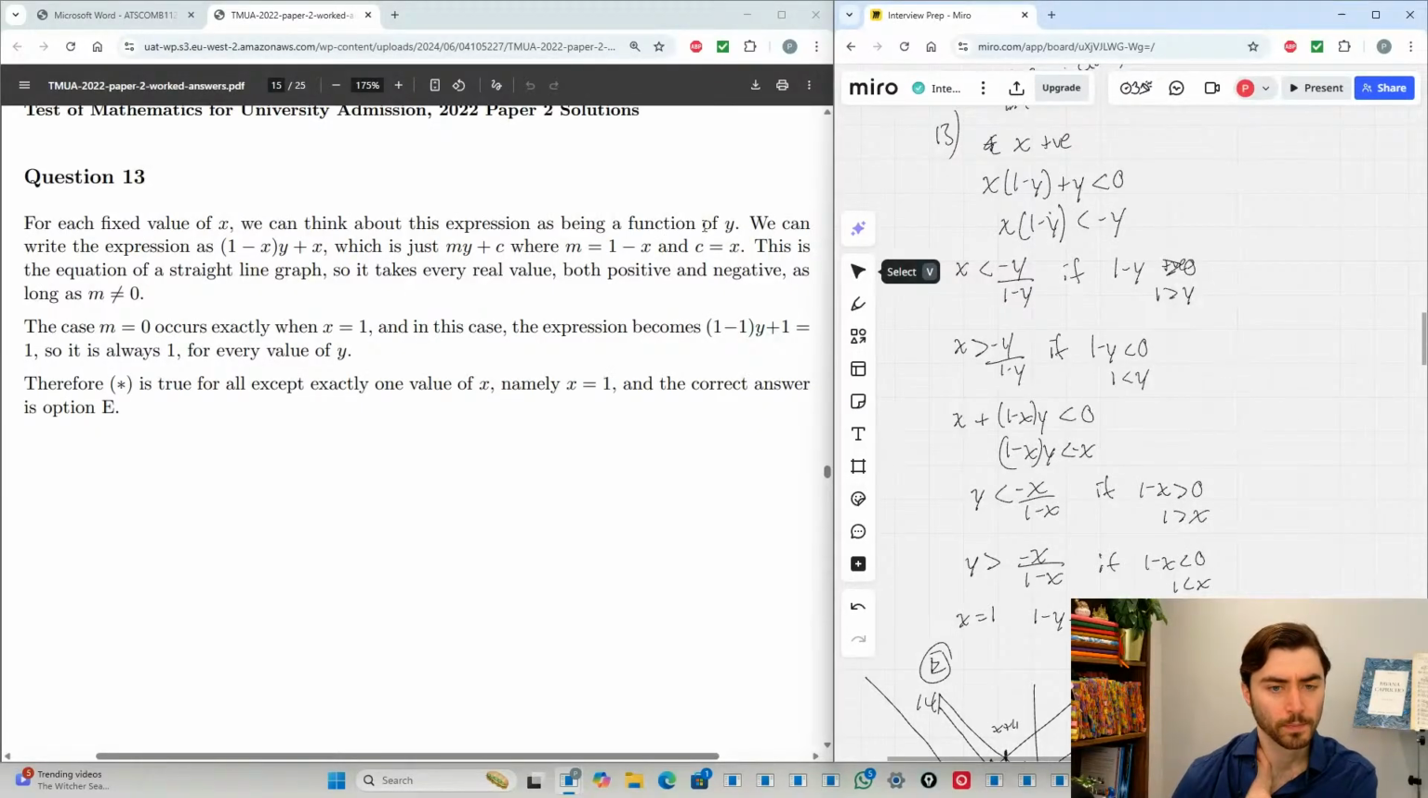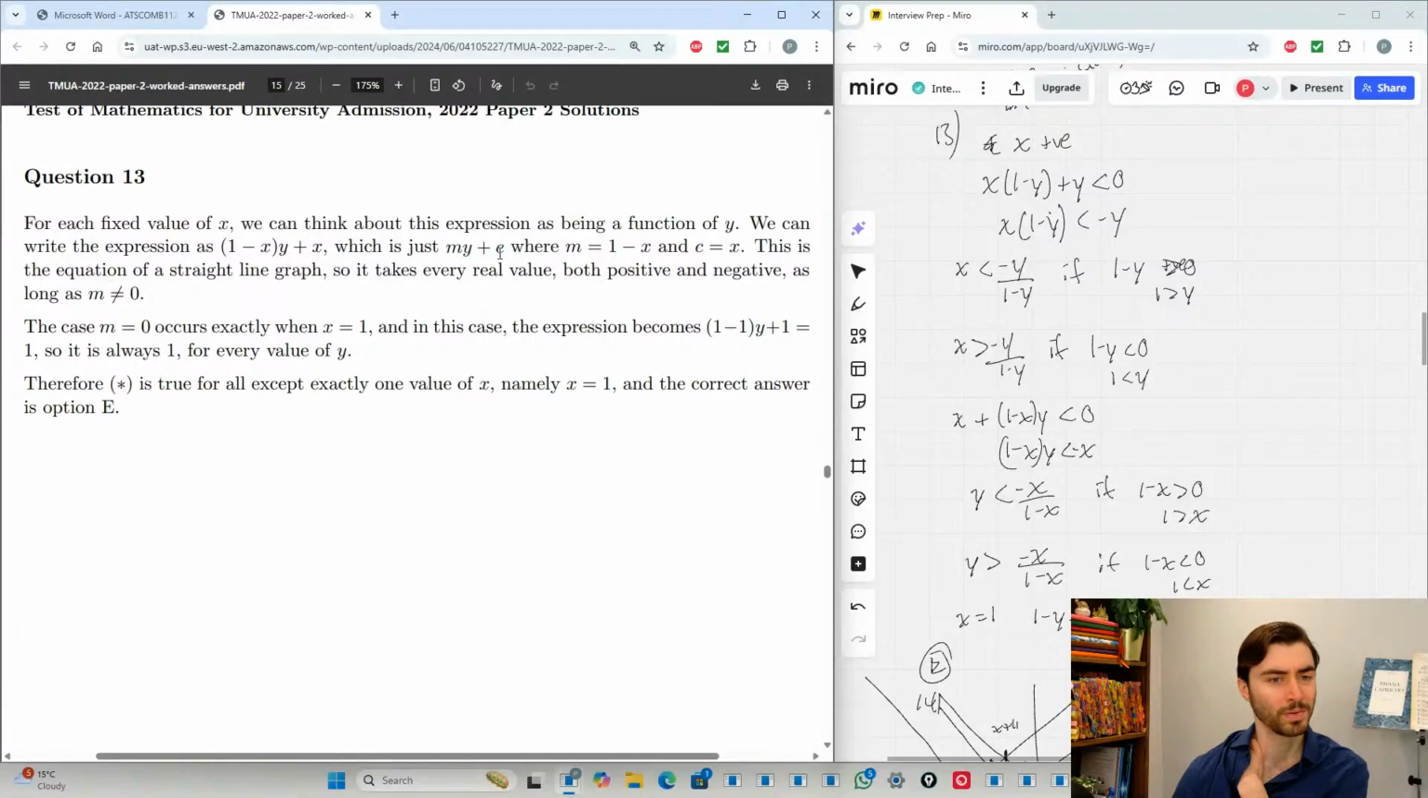How did they do it? A function of y, certainly. So they rewrote it this way. Which is just my plus c. Oh, I don't like that. I don't like that at all. I do actually prefer my method there. But it is certainly true.